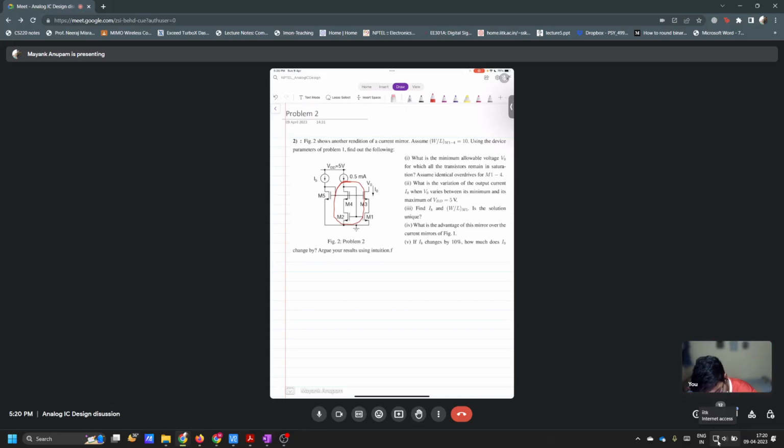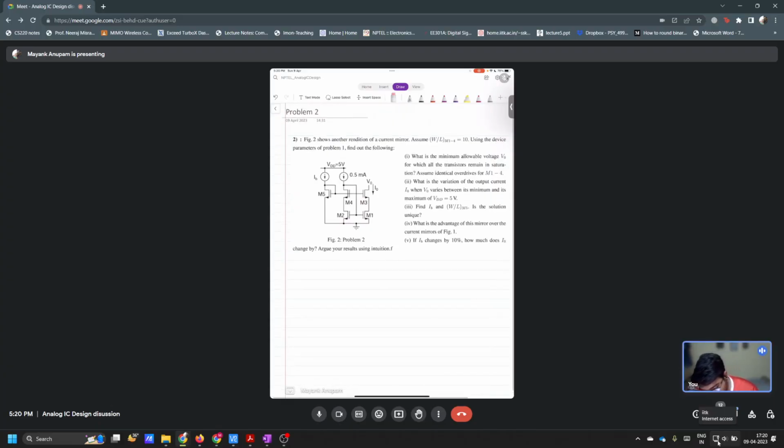Is it wide swing? Yes, this is a wide swing. So, what is the other name for this wide swing? This is telescopic cascode, right? Yes, it's telescopic. This is telescopic cascode, right? So let's see what is happening.